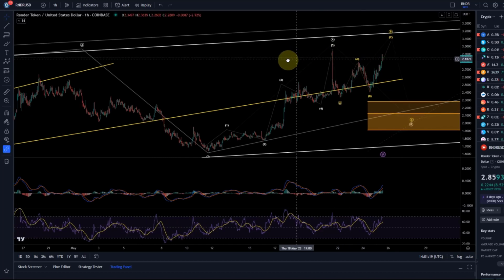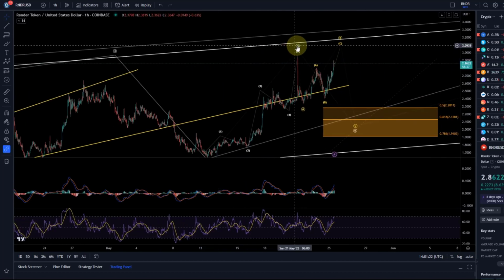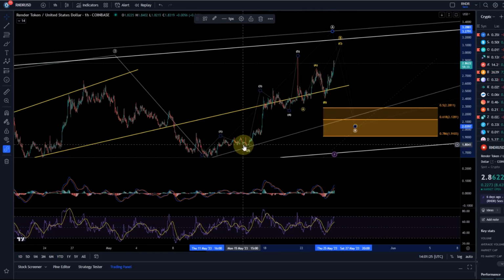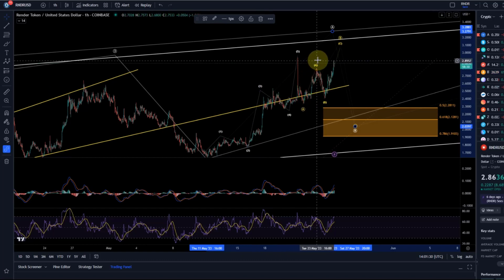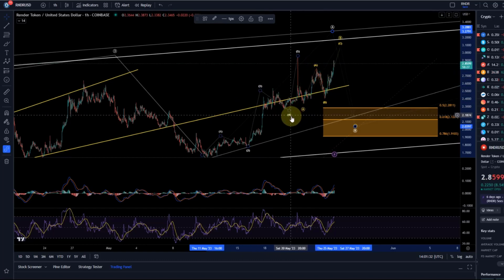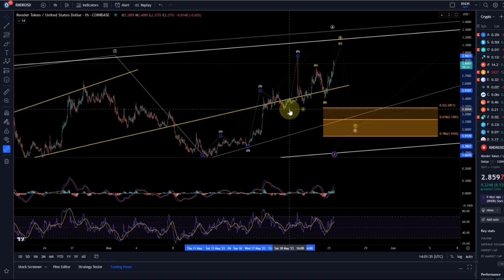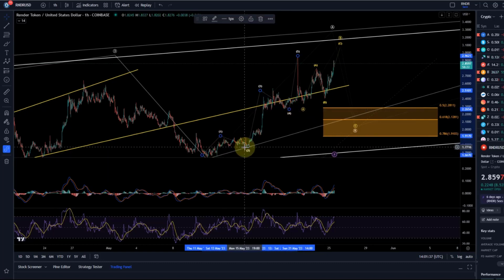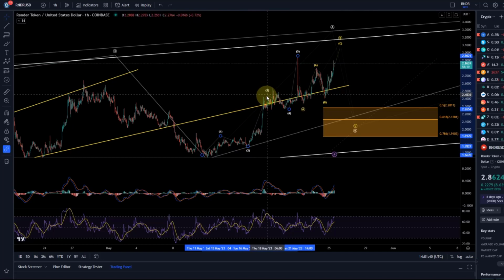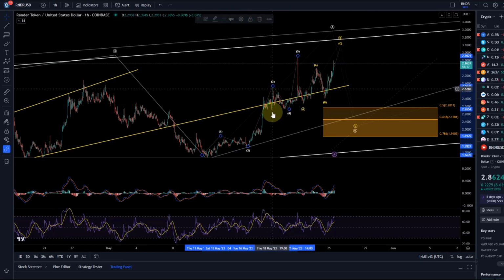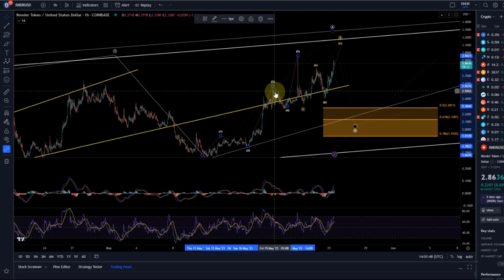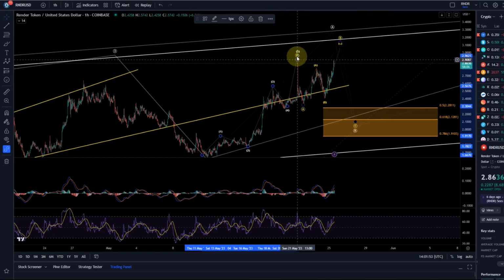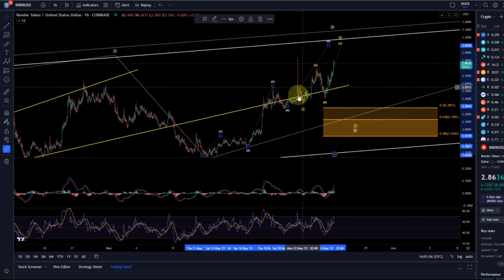Another possibility that could be unfolding here is, of course, that the A wave was never finished. We would then simply have a slightly different count. If we say we had a wave 1, a wave 2, a wave 3, which might actually have topped here, then what could happen is that we had a running flat in a wave 4, which happens, just a massively overshooting B wave, something like that.